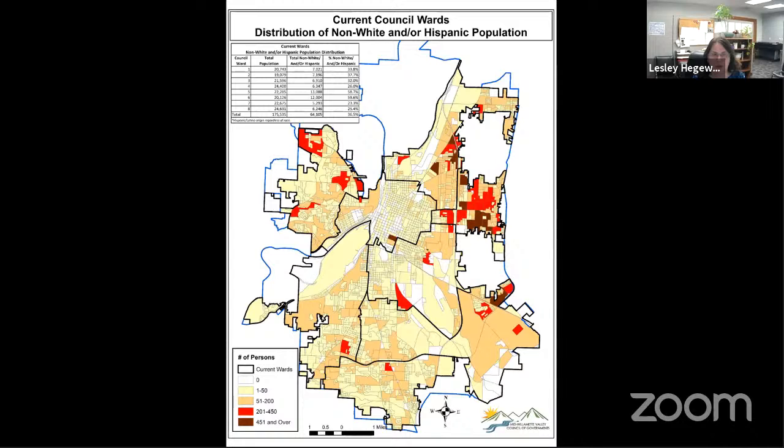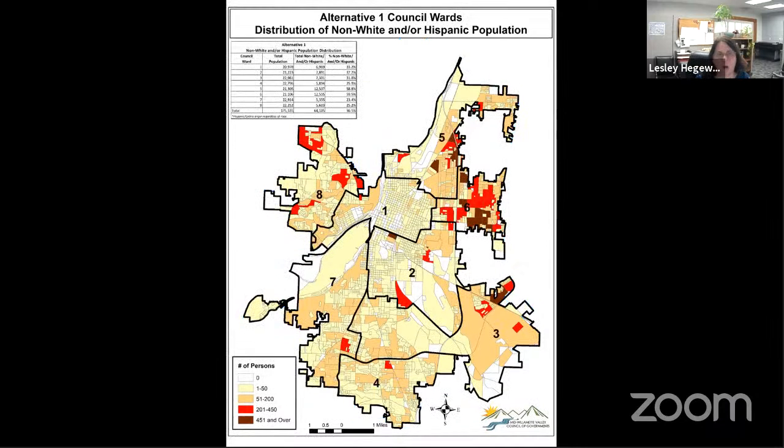So this is the current ward boundaries with the distribution of non-white and Hispanic population. The darker colors indicate more people. So you can see that on the east side of Salem, there's the highest concentration of non-white and Hispanic people, and this has been true in the past as well. Wards 2, 5, and 6 are the wards that exceed the city average for non-white and Hispanic population, with Ward 2 being at 37.7%, Ward 5 at 58.7%, and 6 at 59.6% of the population.